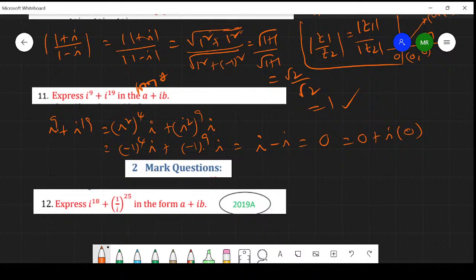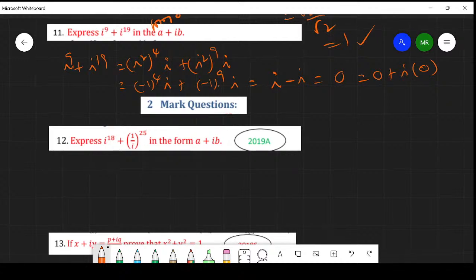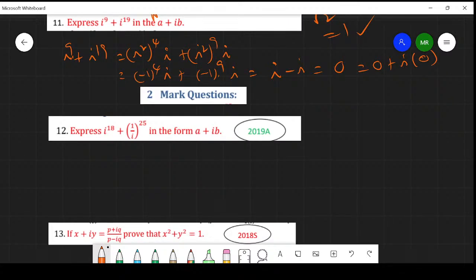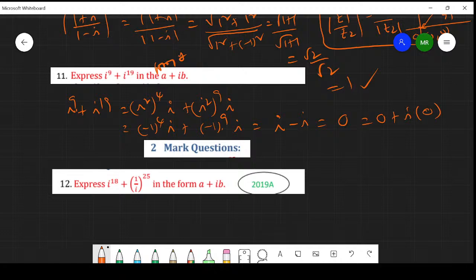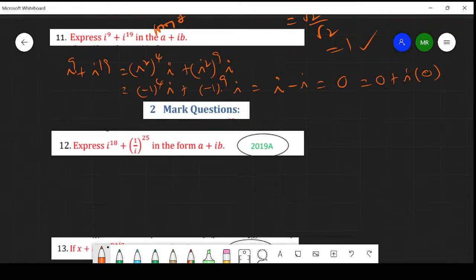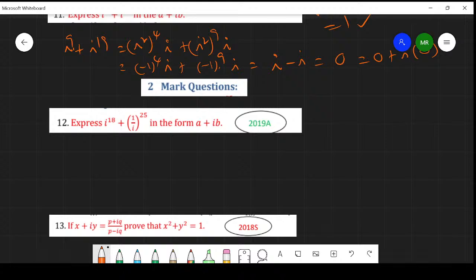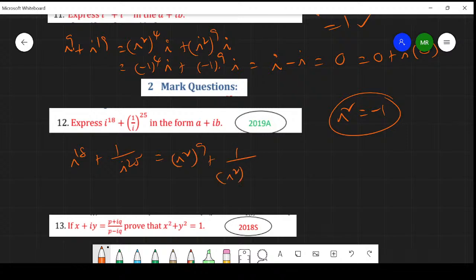Right, now you can see the next one. Express I power 18 plus 1 by I power 25 in the form a plus ib. They are asking just in the form of a plus ib, same as the previous one. Always remember I square is equal to minus 1; always use this in complex numbers. I power 18 plus 1 by I power 25. I power 18 is I square whole power 9, and I power 25 is I square whole power 12 into I.